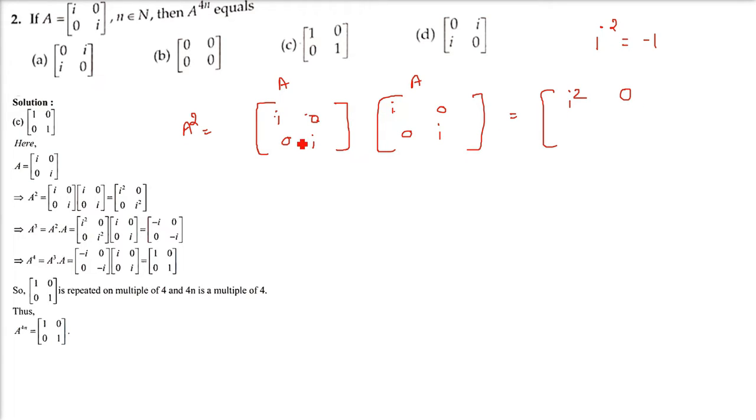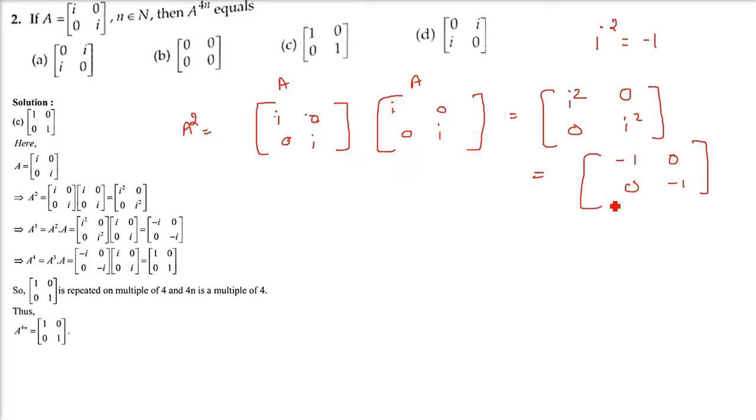Now second row and first column. 0 into i, 0, i into 0, 0. Now second row, last column: 0 into 0, i into i, i square. So what do you get? See, i square is negative 1, 0, 0, i square is negative 1. This is your A square.